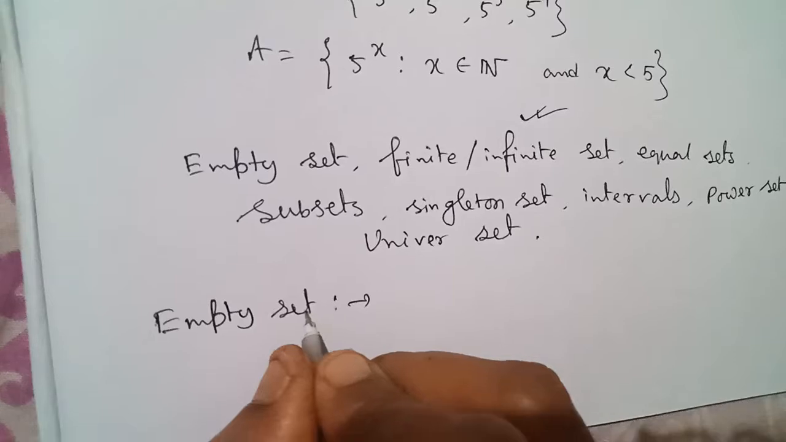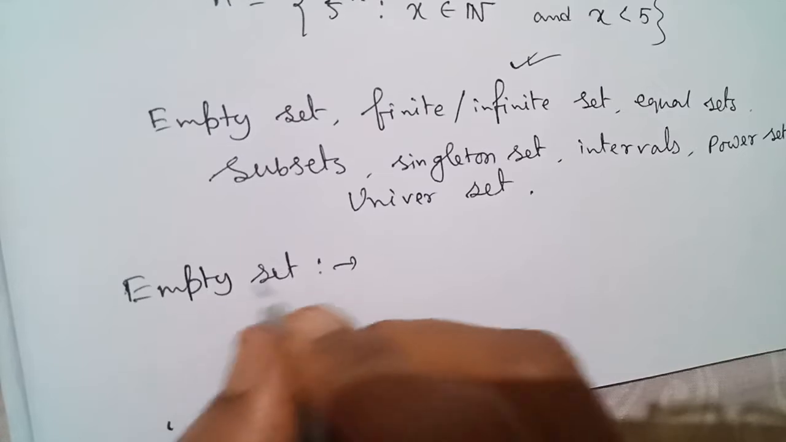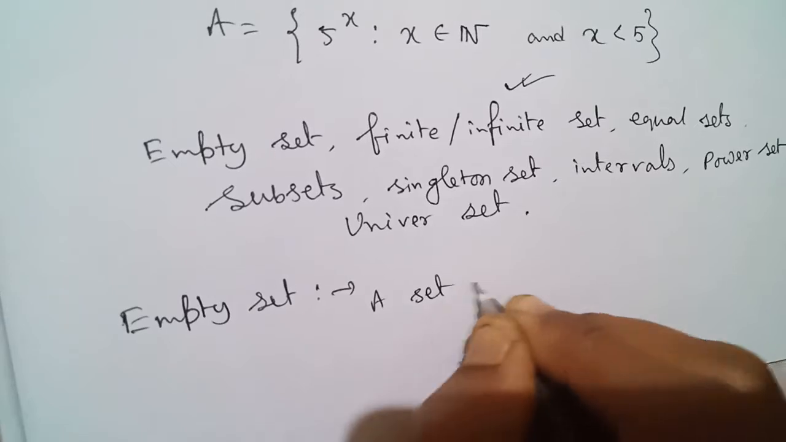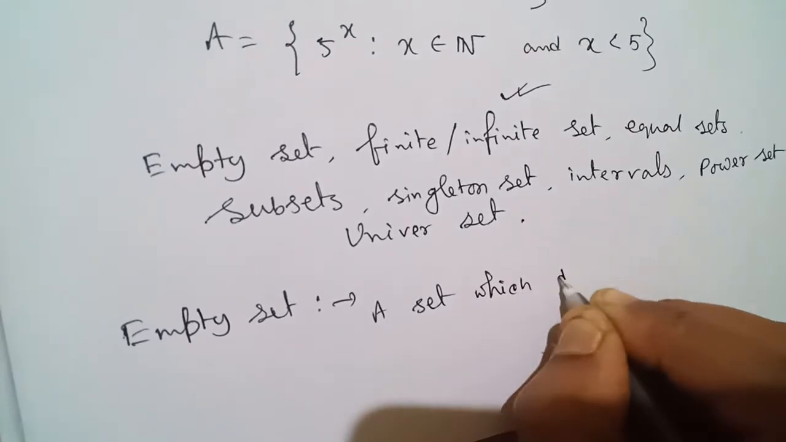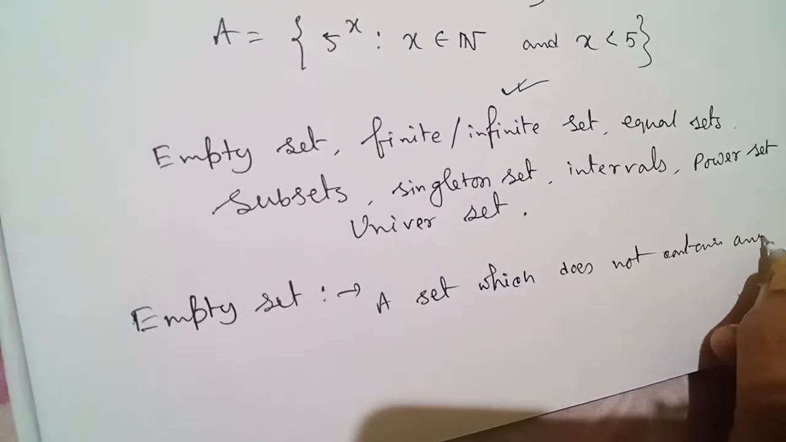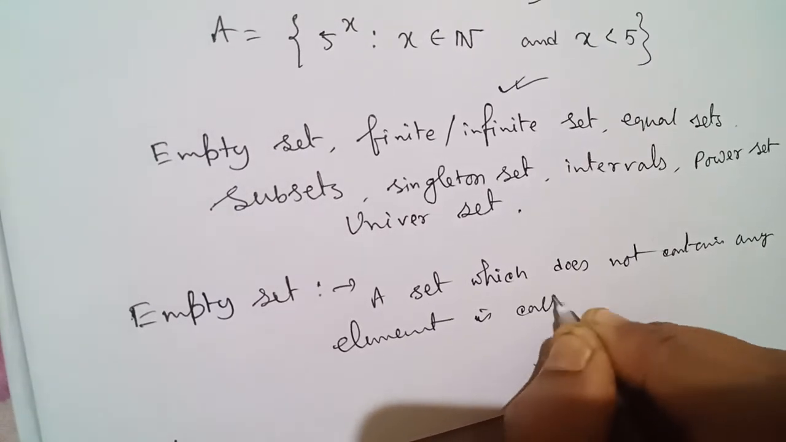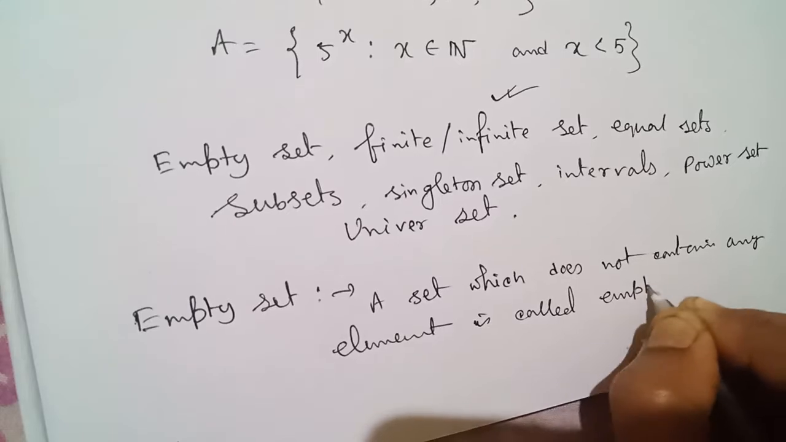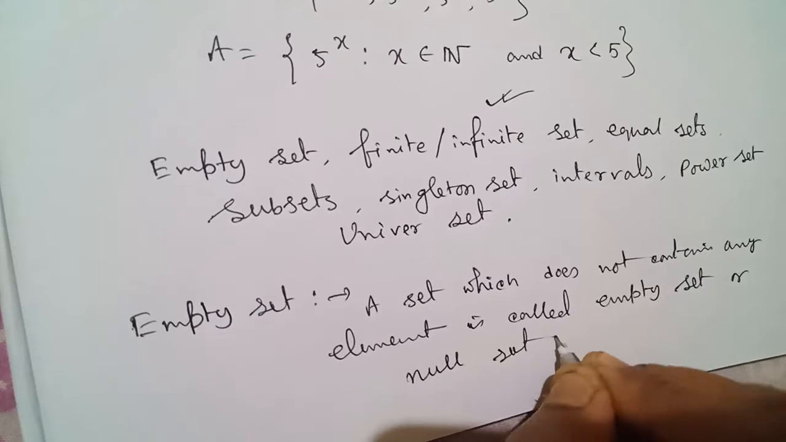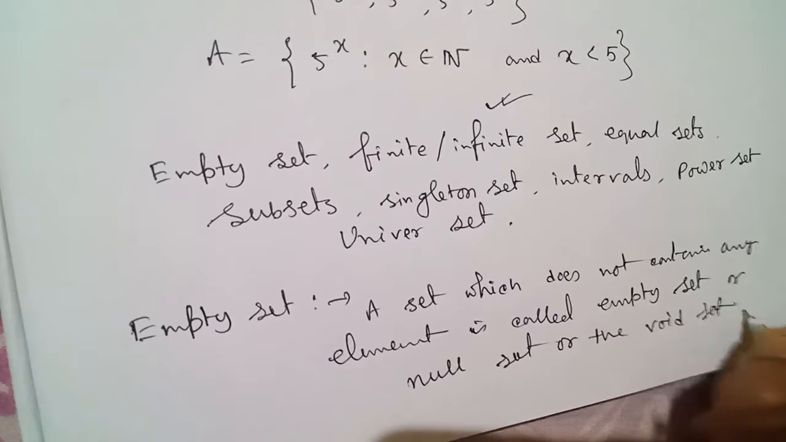What is the definition of the empty set? The name itself is telling that the set will be empty. That means a set which does not contain any element is called an empty set or null set or the void set.